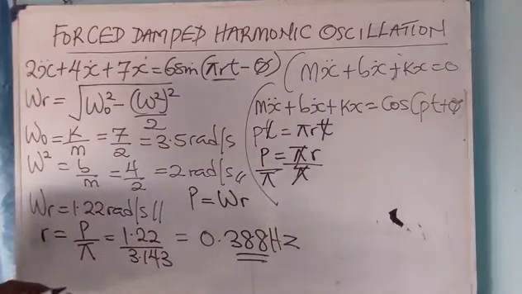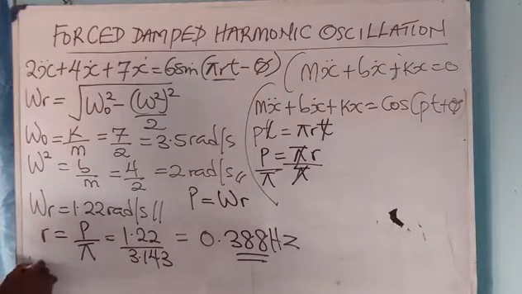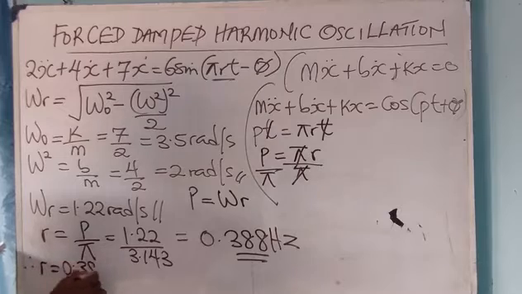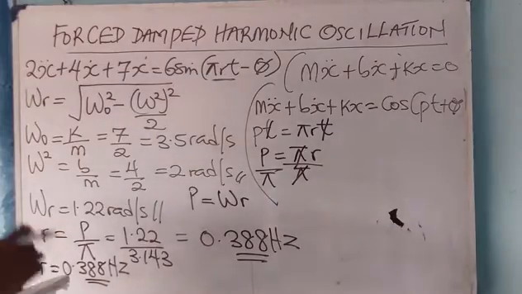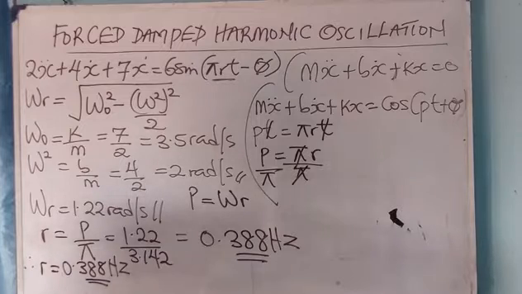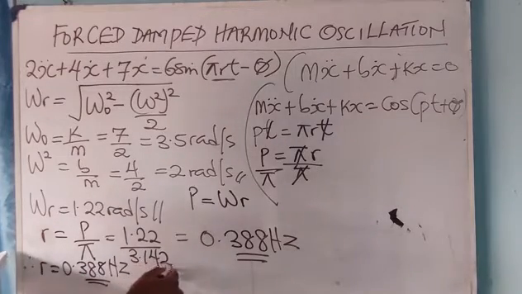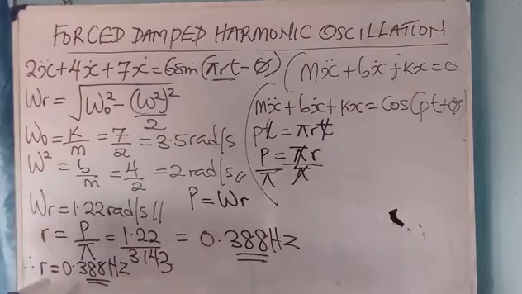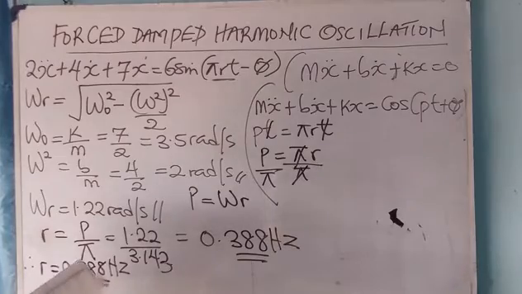So that is the value of r, which means that therefore r is equals 0.388 hertz. Wait, I think I had 3.142. Let me check if I'll get the same thing. No, I approximated. 1.22 divided by 3.142 equals 0.388. The same thing. So the answer is 0.388, just as they got. So that is exercise 3.2.